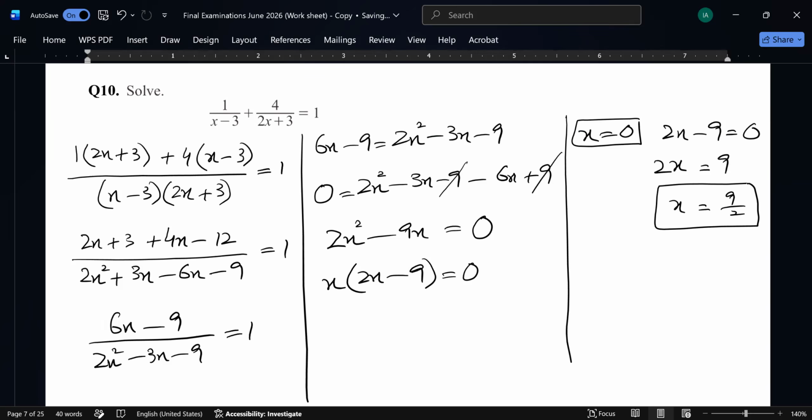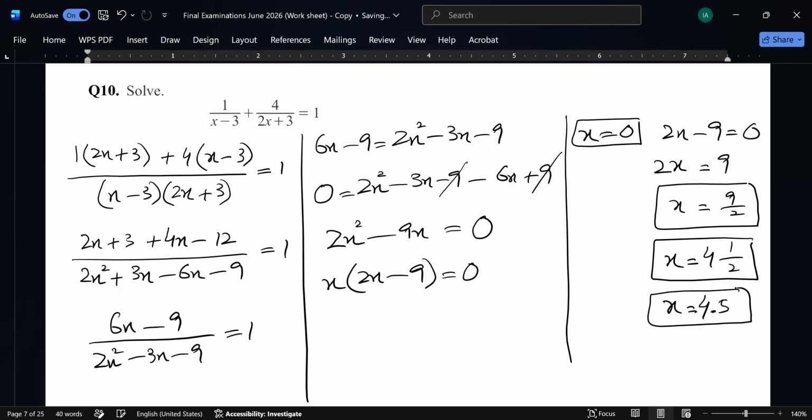You can leave your answer in this format, or you can write your answer as a mixed fraction. This is also acceptable. And the last thing is you can write your answer in decimals as well. So it's all up to you how you express your answer. All formats are acceptable. Yes, let's take the next question.